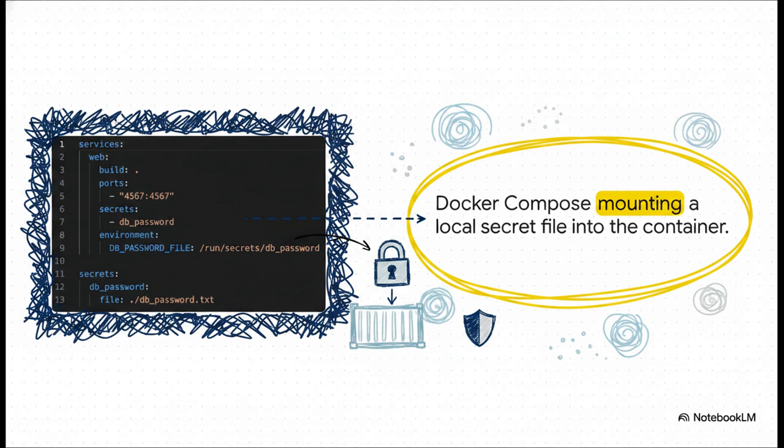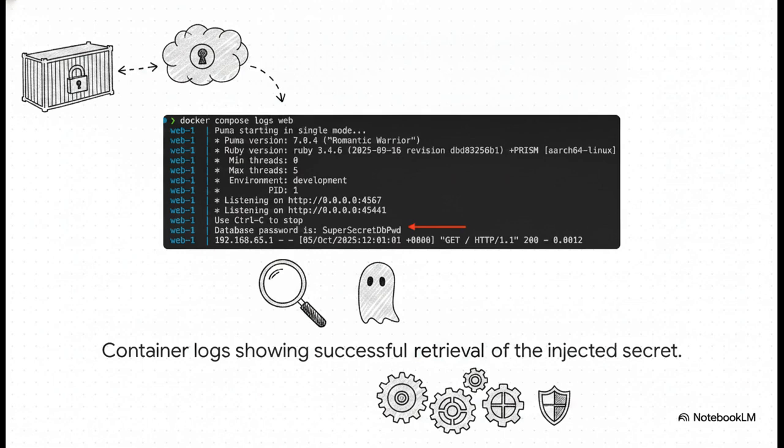It's utilizing Docker Compose secrets to inject those credentials securely at runtime rather than build time. Instead of relying on fragile environment variables, the secret is defined right in the compose file and then mounted directly into the container's file system as a temporary file. And here is why that is so cool.